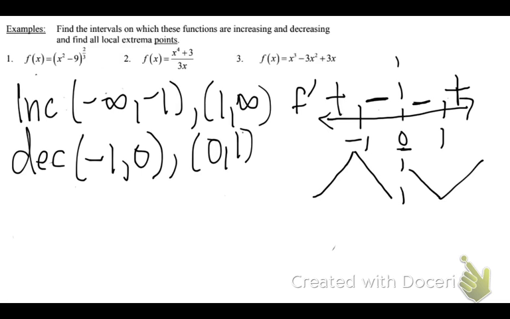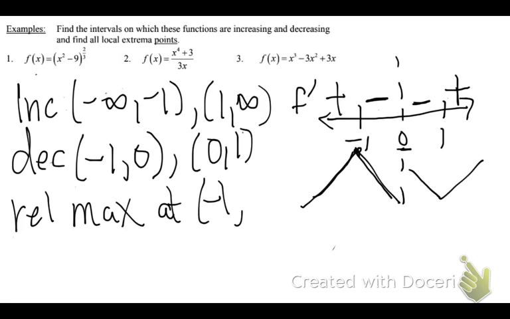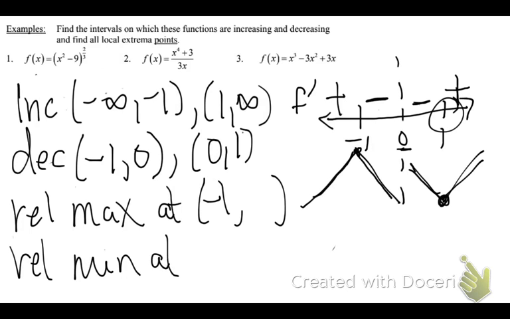So if I'm going from increasing to decreasing, that means I'm going to have a relative max at negative 1, something. And then another place I have a sign change is at 1, and that's going from decreasing to increasing. So I have a relative min at 1, something. Now, how do we find the something, what that actual max or min is?